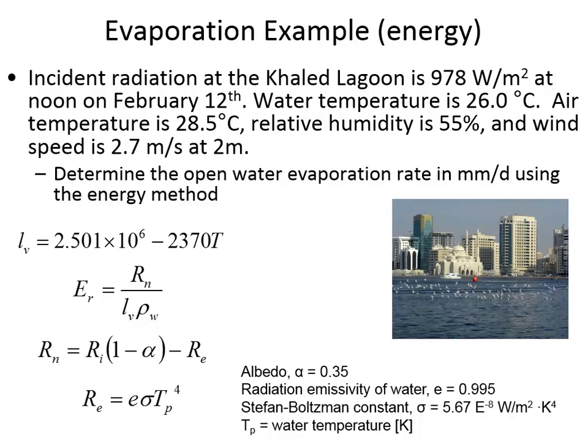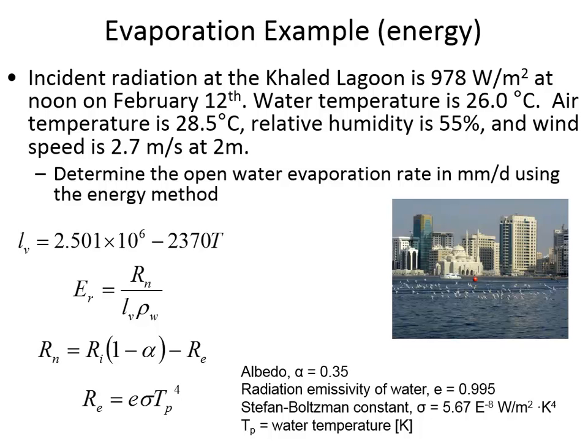R sub E is the emitted radiation. That's just a function of the water temperature, as you can see. This term 1 minus alpha takes into account the reflectivity of the surface, where alpha is called albedo. And we're going to assume that the albedo of the surface is 0.35. And so between accounting for the emitted radiation and the reflected radiation, we'll have this net radiation.